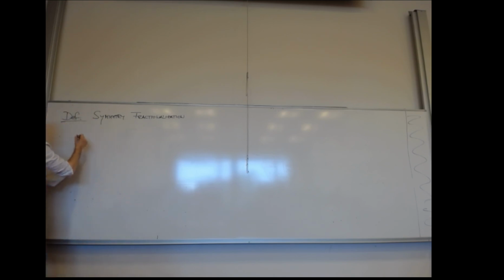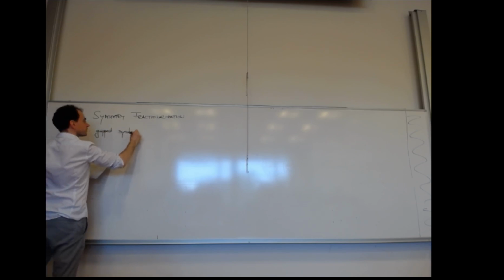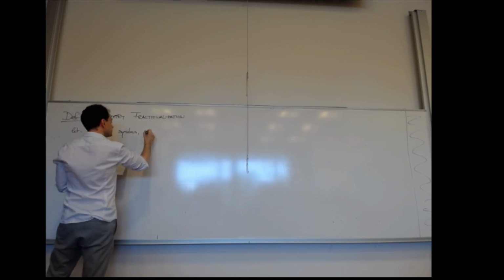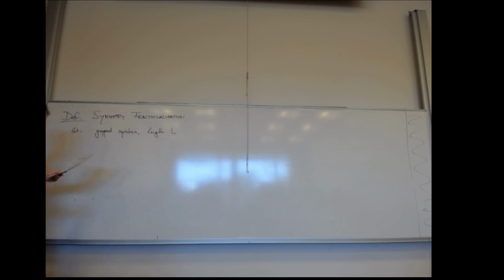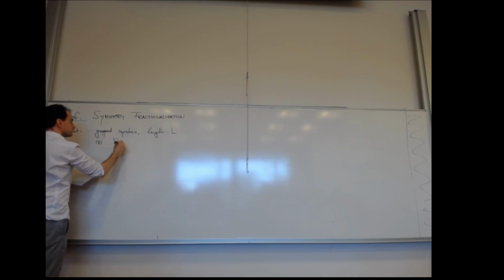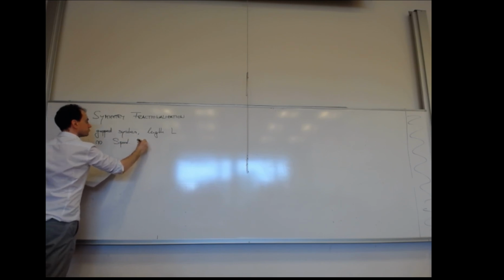So what we do is we look at a gapped system of length L, and the situation where we have a unique ground state for periodic boundary conditions, but we want to look at the situation of open boundary conditions. No spontaneous symmetry breaking.